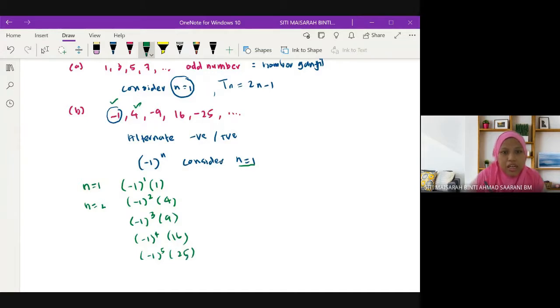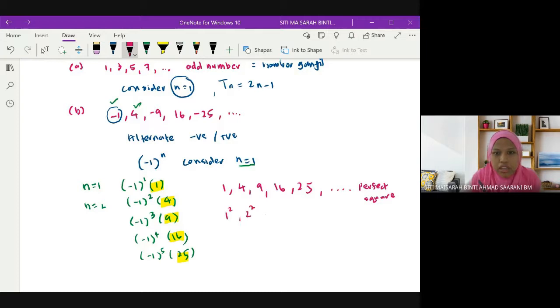So jadi kat sini yang nombor belakang ni kita dapat satu pattern lah. 1, 4, 9, 16 and 25. This is actually apa yang kita boleh concludekan untuk 1, 4, 9, 16, 25 ni. Kuasa 2. This is perfect square. Nombor yang kita kuasa 2, which is kalau kita tengok this is 1 square, 2 square, 3 square, 4 square and 5 square. Okay. Kalau tadi kita consider n sebagai 1, so sini n dia 1 lah. So this becomes n square.